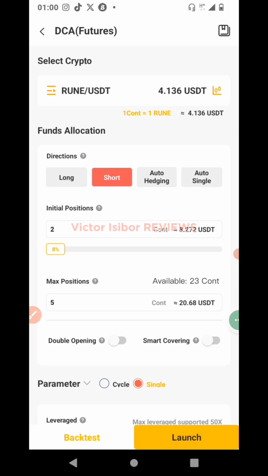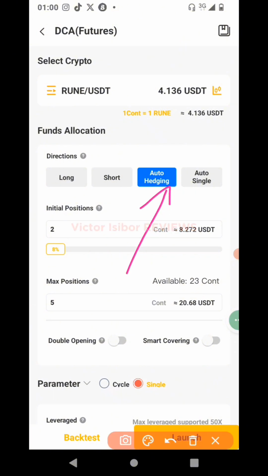Now let's go to auto hedging, the one that is highlighted in blue. Auto hedging is saying, okay, now I don't like the way the market is. It's a little bit choppy, topsy-turvy. I don't know where it's going. Or maybe I'm not knowledgeable with trade. I'm a newbie.